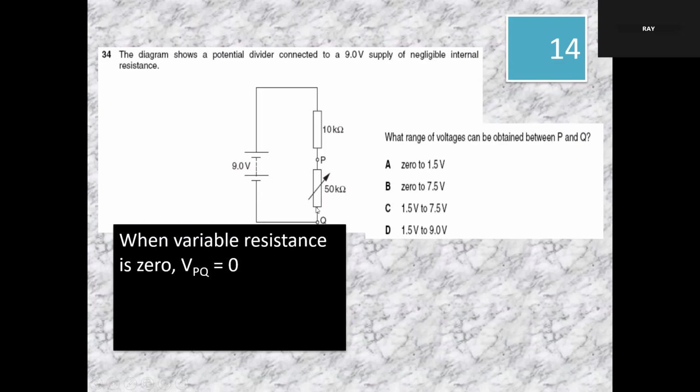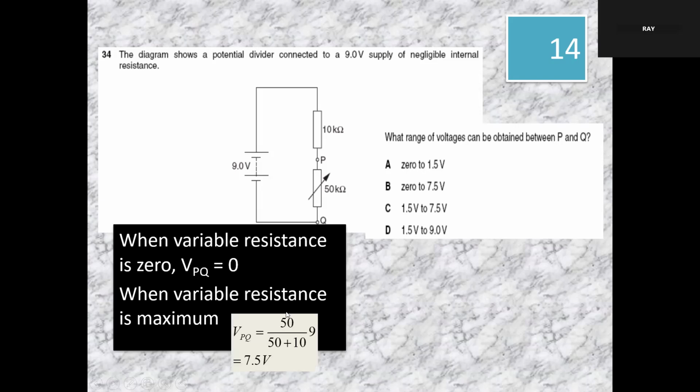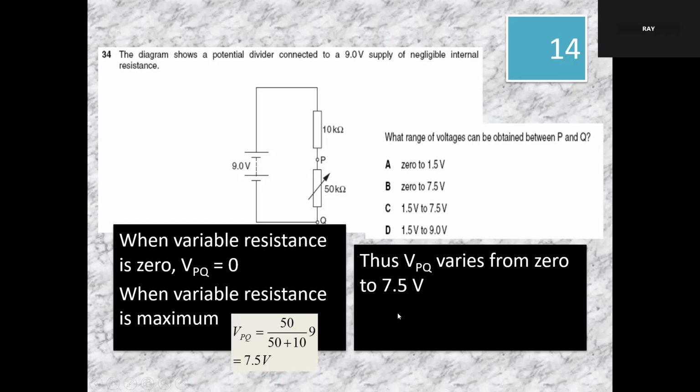If the resistance is 0 here, then the PD across here will be 0. The largest it can be is 7.5. Add these two together, times 9, is 7.5. The answer is B.